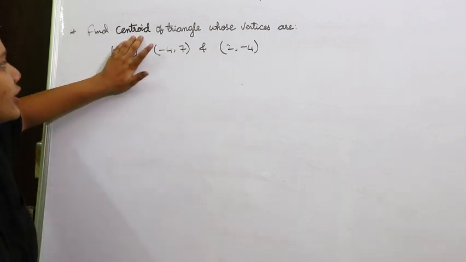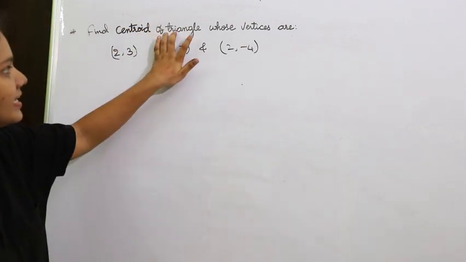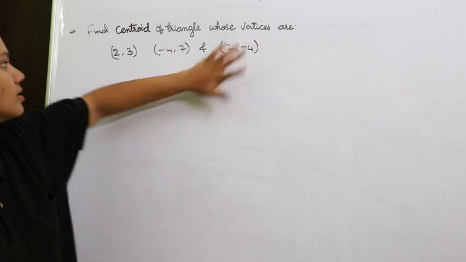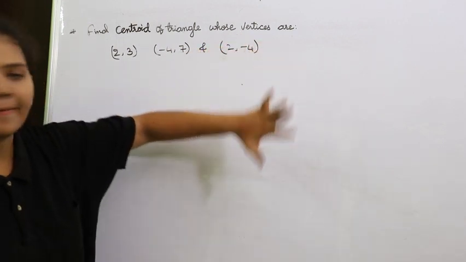Find the centroid. They are asking us to find the centroid of the triangle whose vertices are 2, 3, minus 4, 7 and 2, minus 4, guys.